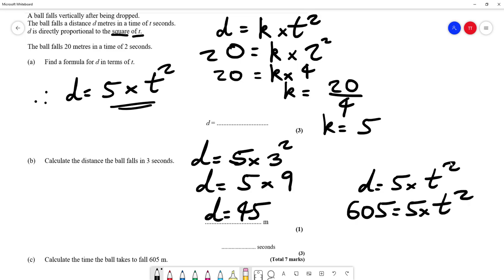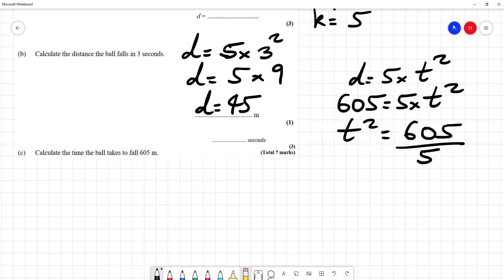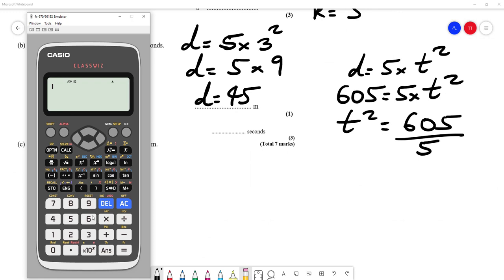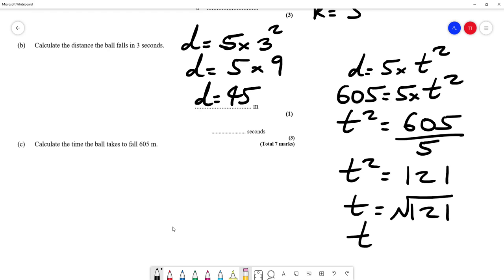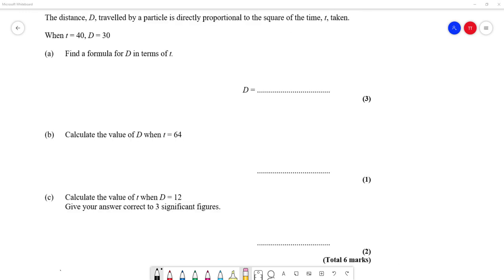So now we can divide them. So we can say t squared is 605 divided by 5. And we can work this out here. So we do 605 divided by 5, which is 121. So t squared equals 121. To get rid of the squared, we square root it. So square root of 121, t equals 11 seconds. Here's a question for you to try. You can pause the video, and when you're done, I will go through my worked solution.